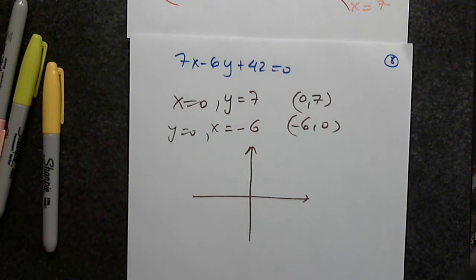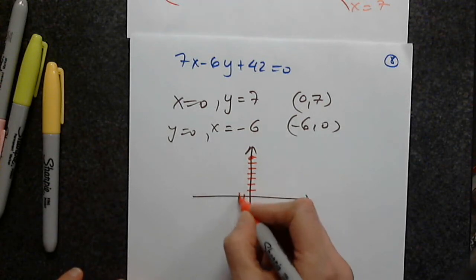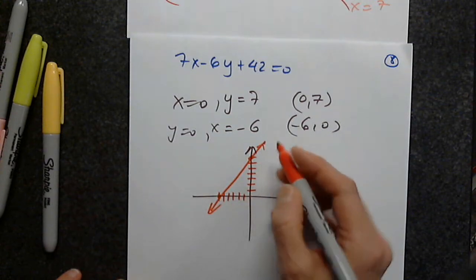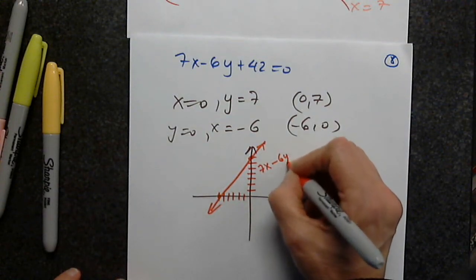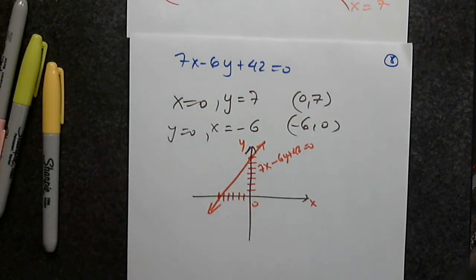So now I have to plot 0, comma 7. 1, 2, 3, 4, 5, 6, 7. And 1, 2, 3, 4, 5, 6. Connect and extend the line. Always write what we graph, 7x minus 6y plus 42 equals 0. Please do not solve for y. Please do not use the slope. Move away from that method. It's not useful. You will see in chapter 3, we will never ever talk about slope again. It only works for the linear function and nothing else.